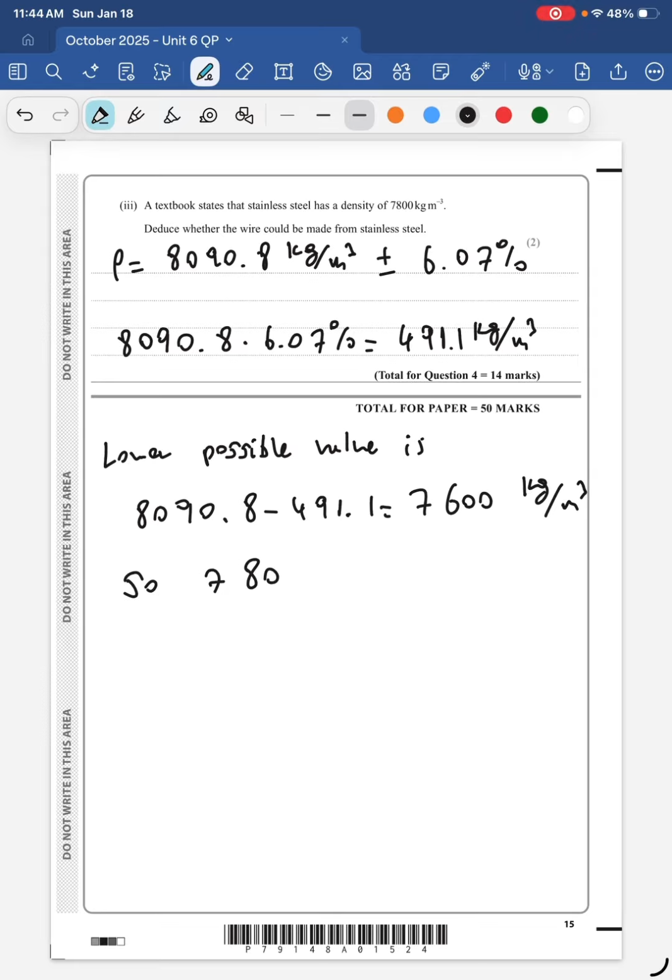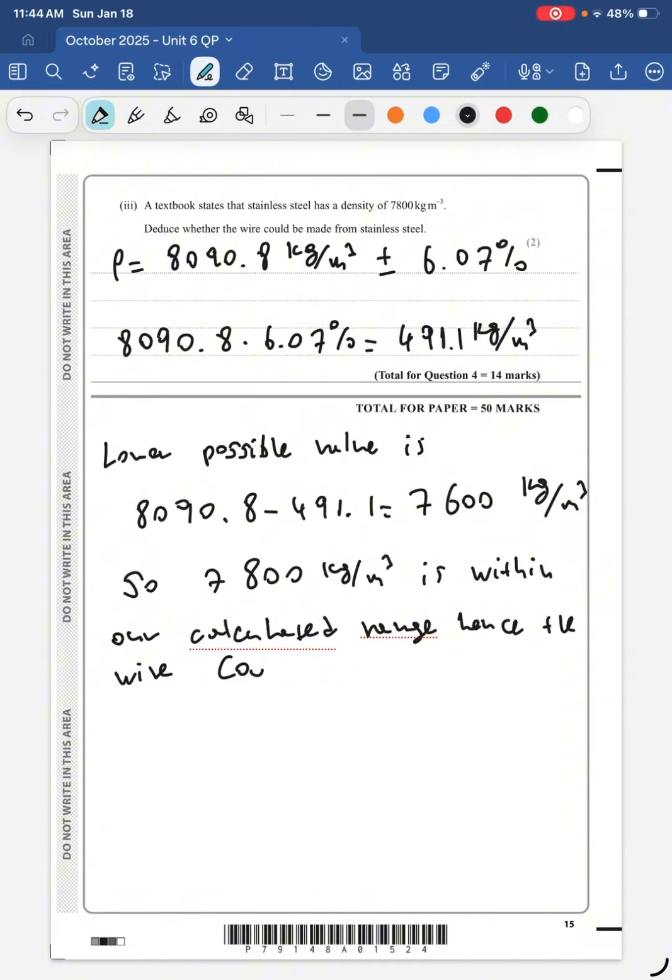So 7,800 kilograms per cubic meter is within our calculated range. Hence, the wire could be stainless steel. Okay, and this is the solution of the Unit 6 paper from October 2025.